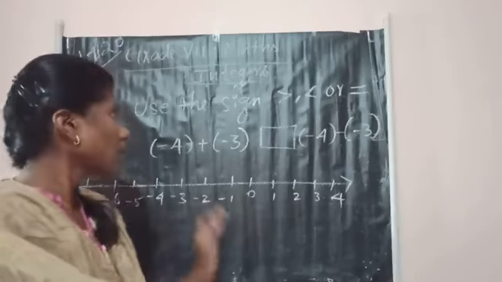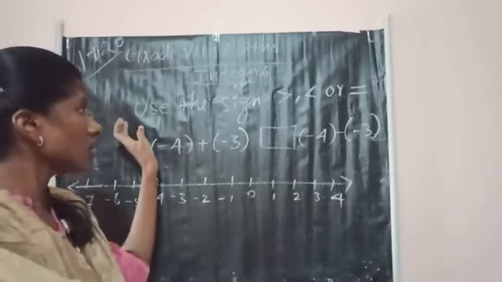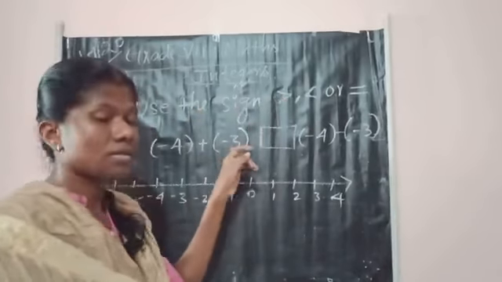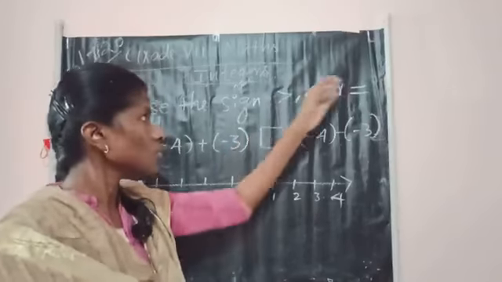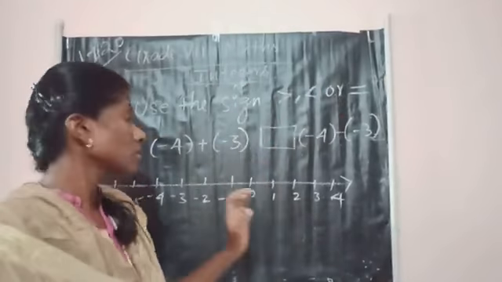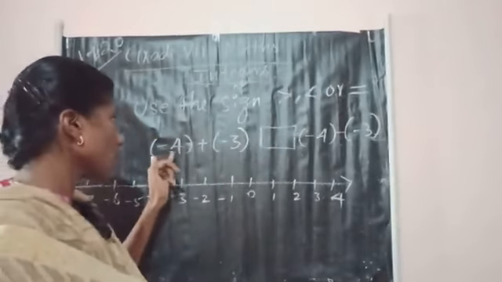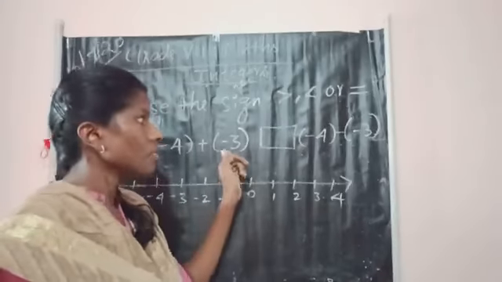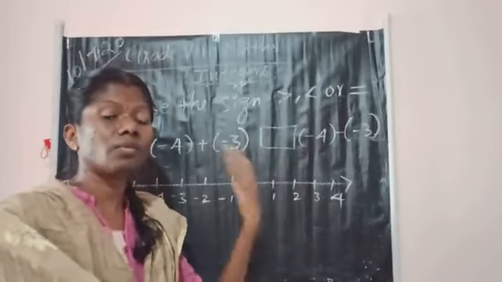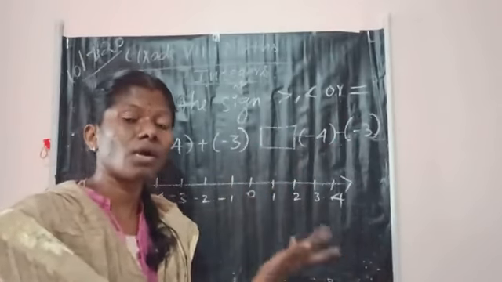Okay, now I am going to teach you how to use these signs in this problem. You have to use these signs after simplifying. The first problem is minus 4 plus of minus 3, and minus 4 minus of minus 3. You have to check whether it is greater than, less than, or equivalent.